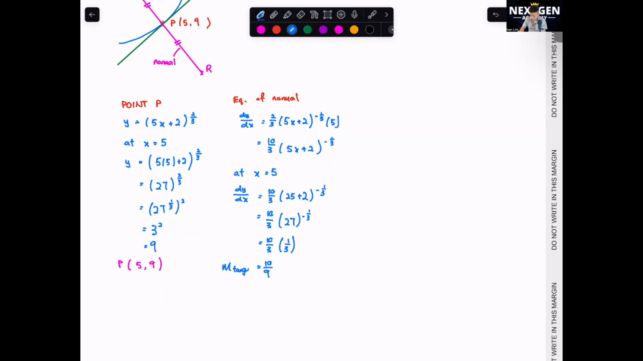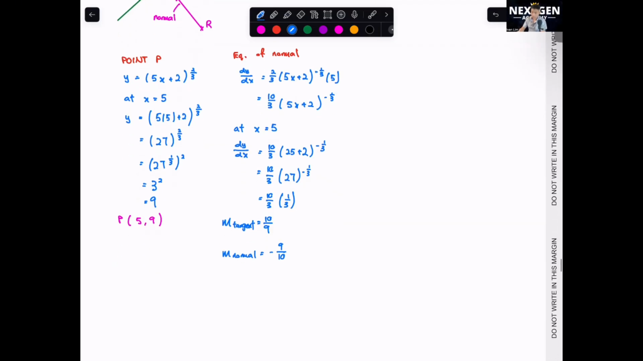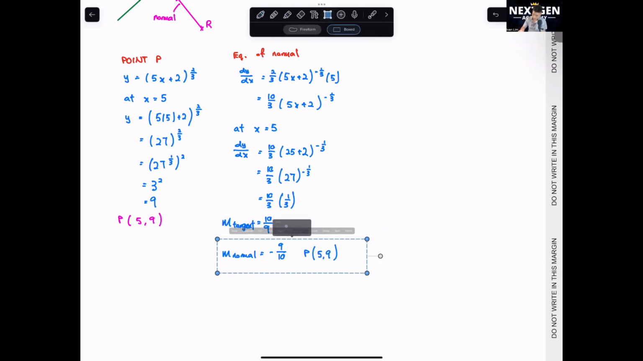You can write this down. The gradient of normal will be negative 9 over 10. How do we find the equation of normal? Right now, we want to find the equation of normal. We have the gradient, which is negative 9 over 10. We got the P value, so it intersects at P. So gradient of normal is negative 9 over 10. P is 5, 9. These two are the values that we want to use.